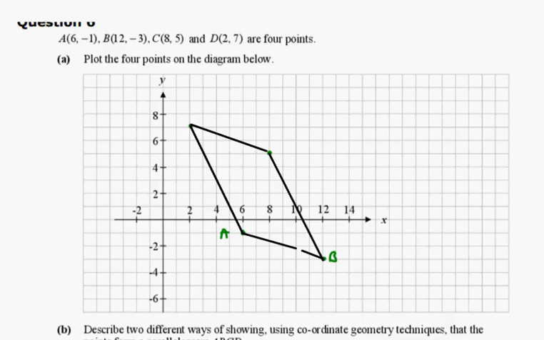Okay, they're parallel and they're both the same size. So as an example, this red line here is the same length as that red line there. Blue line here is the same length as the blue line there. Everybody happy with that? How would you therefore check this is a parallelogram?